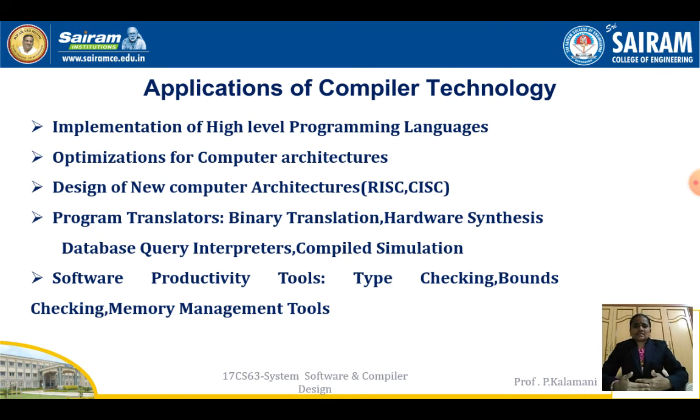Okay, the next is applications of compiler technology. Now everyone knows the main application of compiler technology. The first application is converting high level language into machine language, that is, implementation of high level programming languages. In order to implement high level programming languages, we need a compiler translator. Next, optimization for computer architectures: designing computer architecture with parallel processing, pipelining concepts, etc. This is used.